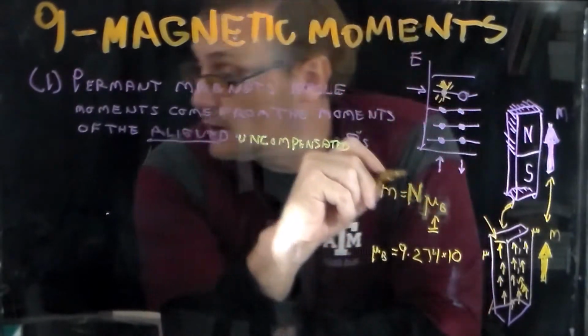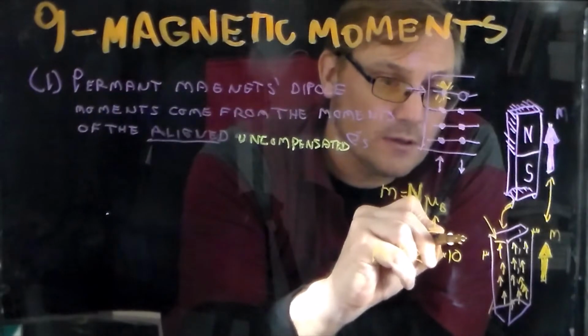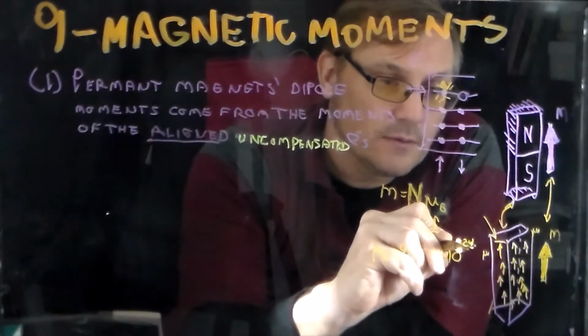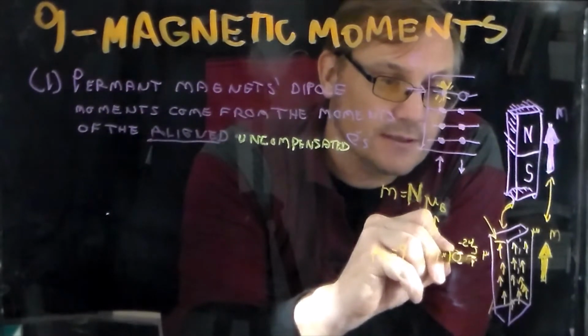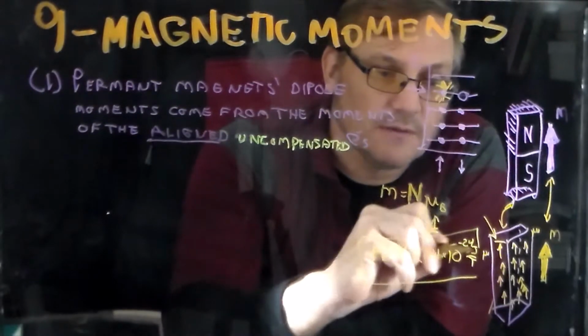So that's minus 24 joules per Tesla. Okay, so that's the value of that thing there.